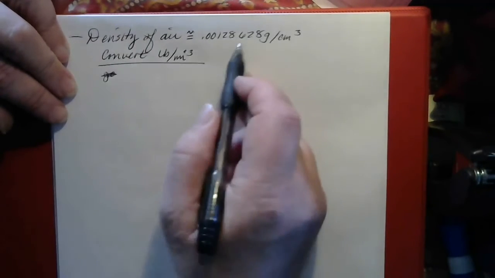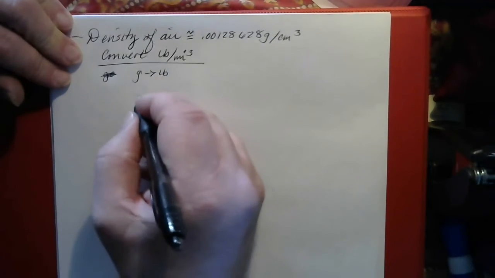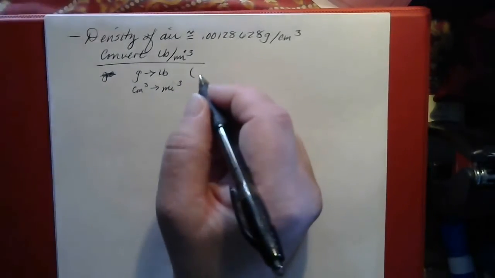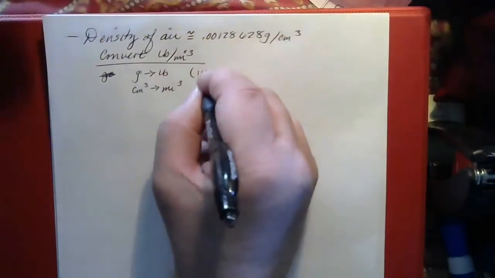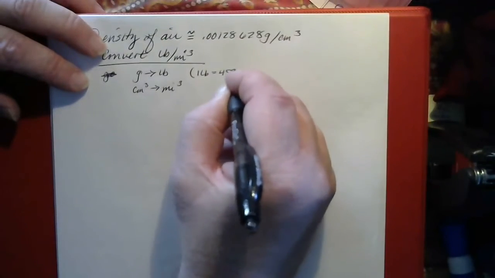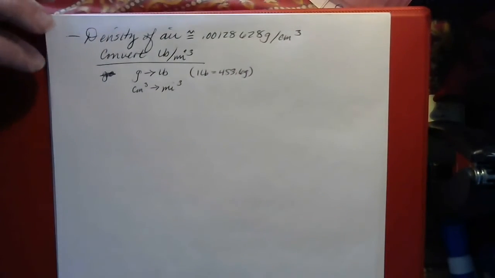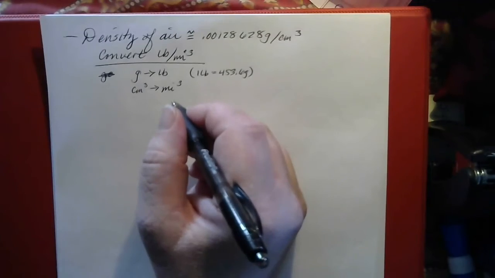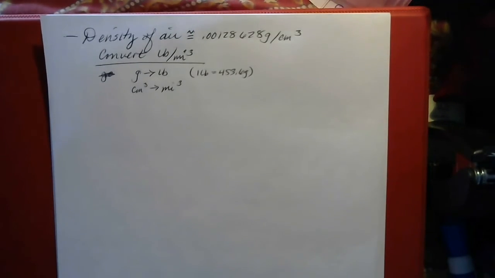Now, first of all, let's look for conversions that can help us. We need to go grams to pounds, and then we need to go from cubic centimeters to cubic miles. That's going to be the hard part. Grams to pounds is going to be pretty easy because we just used that one a little while ago. 1 pound is 453.6 grams.